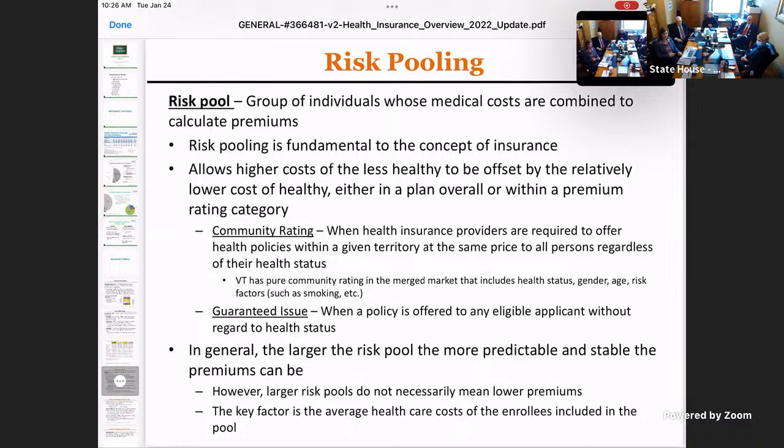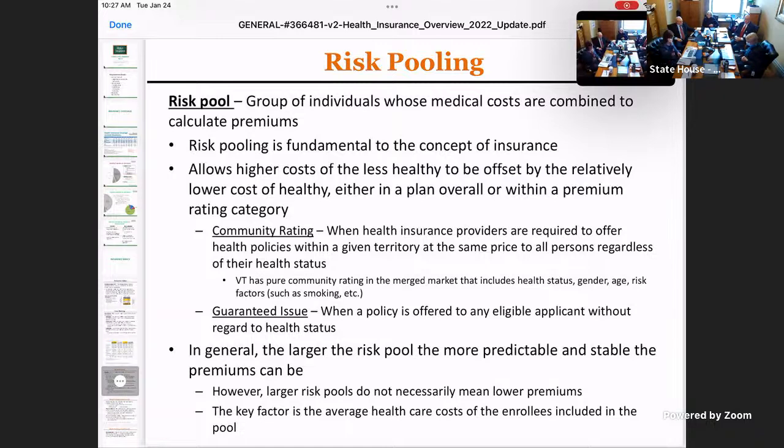Vermont, when it was establishing the Vermont Health Exchange and our plans, decided to do pure community rating. Everyone is in the same pool. So risk is being calculated regardless of whether someone is a smoker or non-smoker, regardless of how old they are, regardless of gender. So it's important to know that pure community rating is what we do in Vermont. And you should know that there are states that do differentiate between categories. I think some of the most popular are smokers and non-smokers, and then age rating.